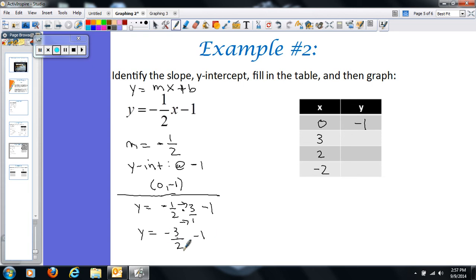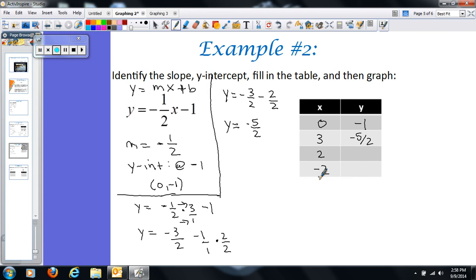So now I'm adding a fraction and a whole number, so I have to make the whole number a fraction. And then I have to get a common denominator, which means I'm going to multiply by 2 over 2. So I get y equals negative 3/2 minus 2 over 2. And that's going to give me that y equals negative 5 over 2. Okay? Now, that was if we chose 3.